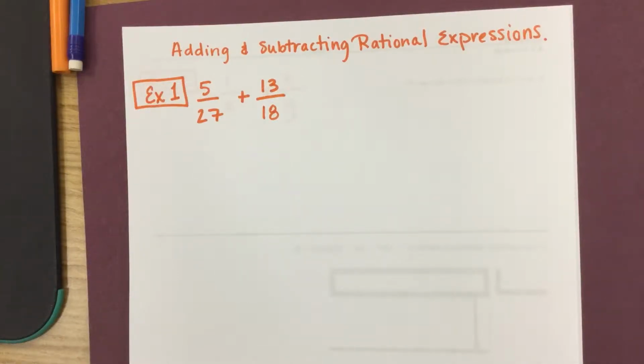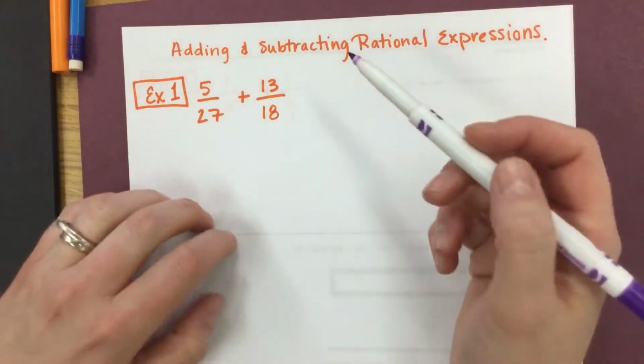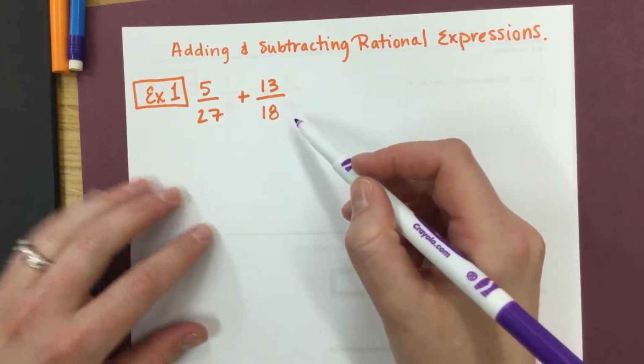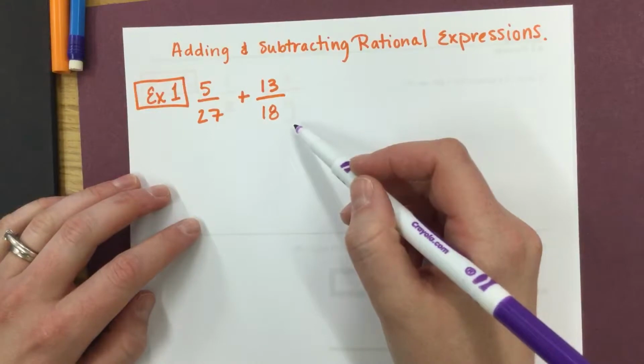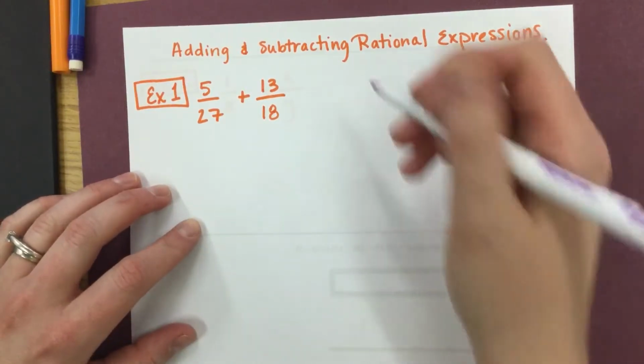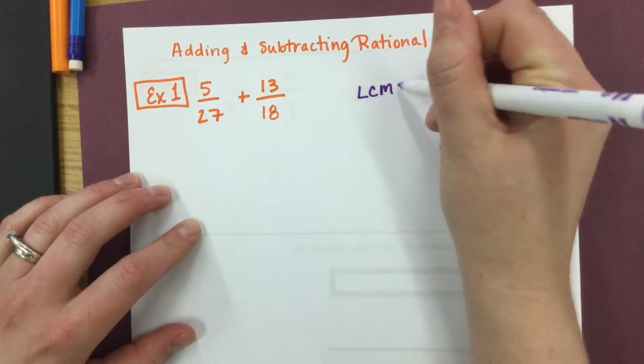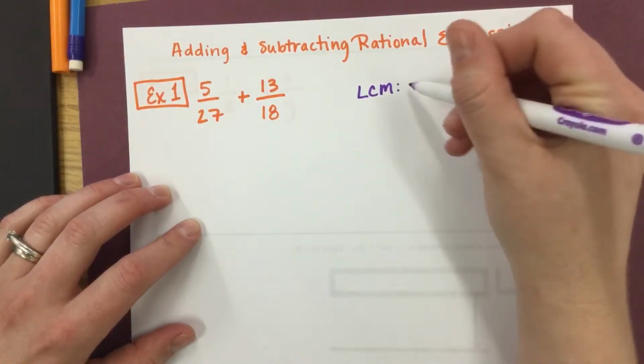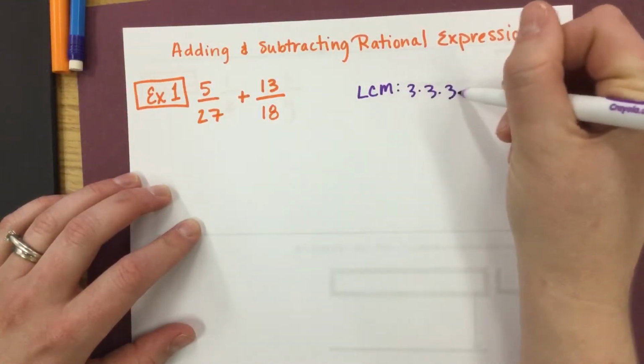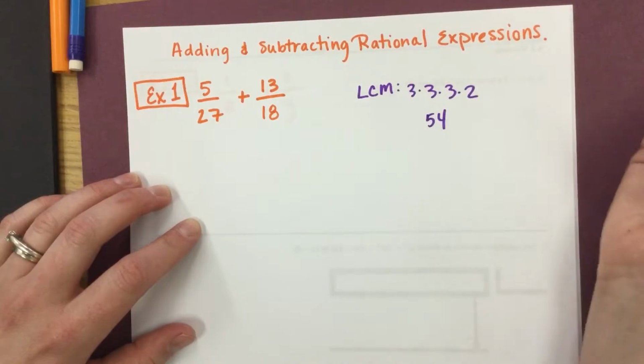All right, folks, so now we're actually going to get to this whole adding and subtracting of the rational expressions. Now, when we're adding and subtracting fractions, we have to have a common denominator. That common denominator is going to be your least common multiple. So when we did this problem, we've actually already found our common denominator. We did that previously, and we said that the least common multiple here was going to be 3 times 3 times 3 times 2, which was 54.